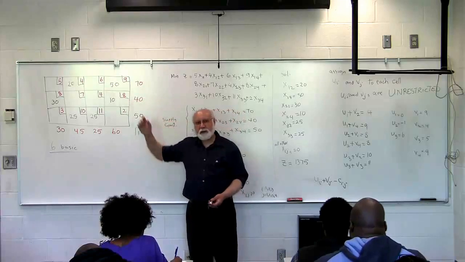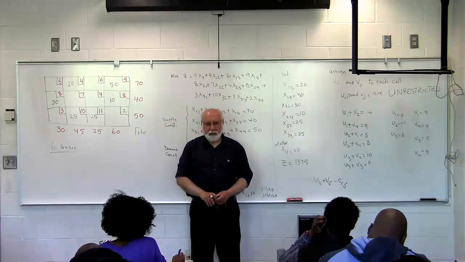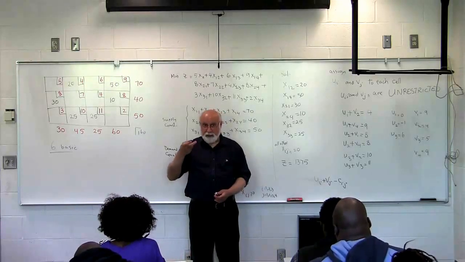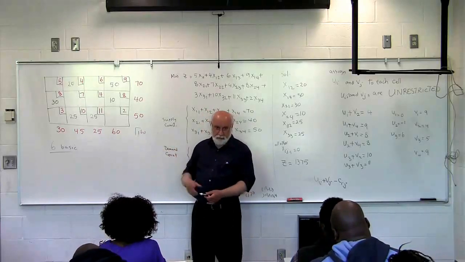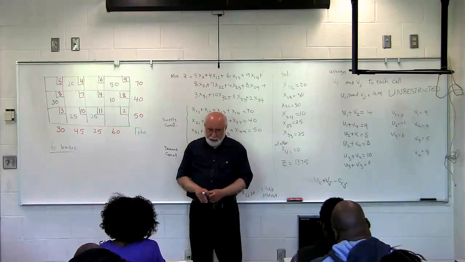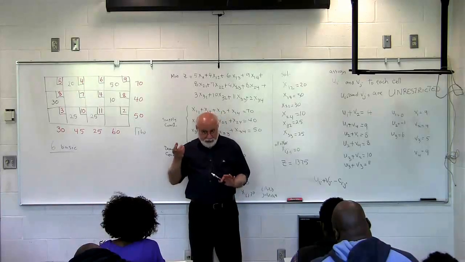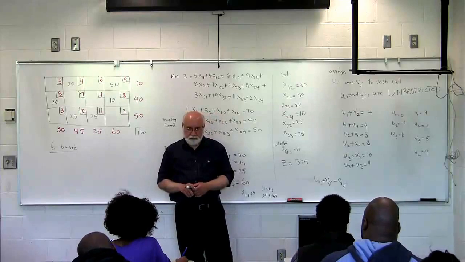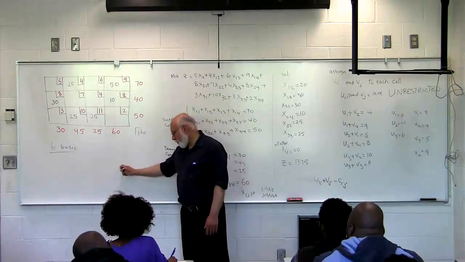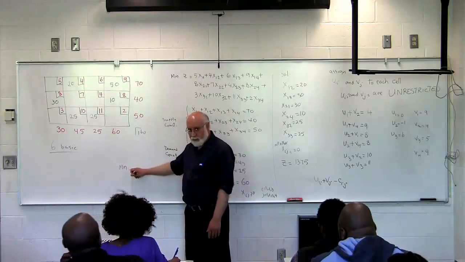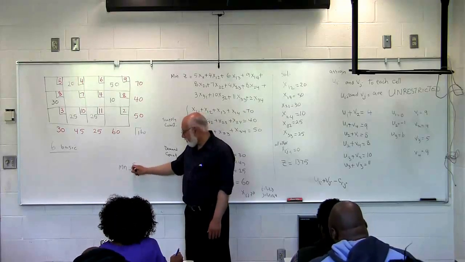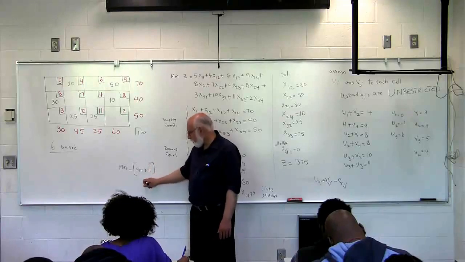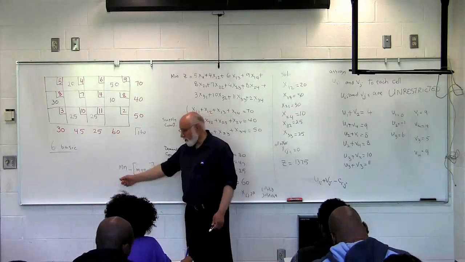How many non-basic variables do I have there? Six. I have M times N minus this number. You shouldn't memorize this, but it is MN minus M plus N minus 1. These were the basic ones. These are all of them.